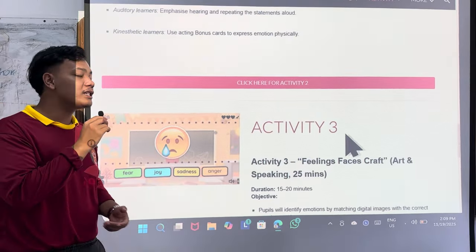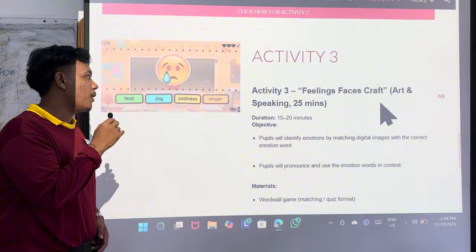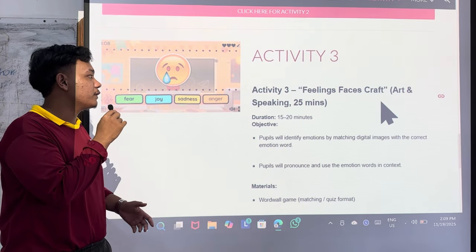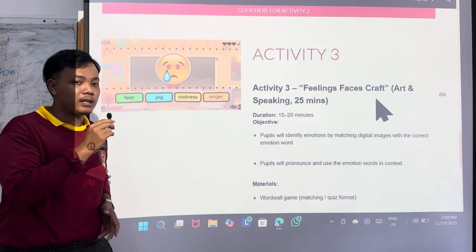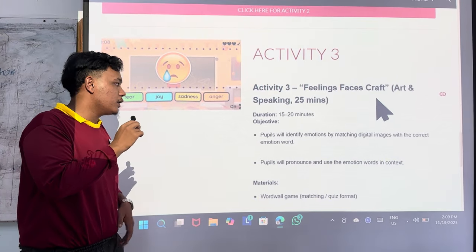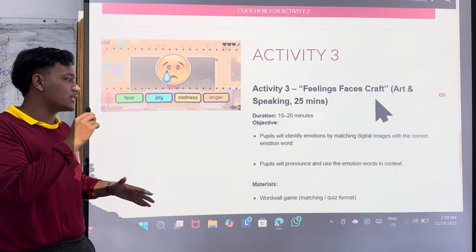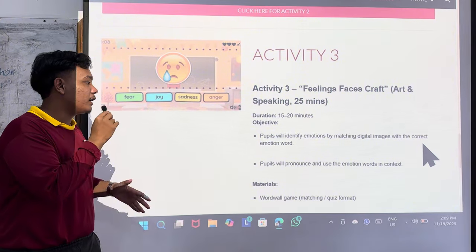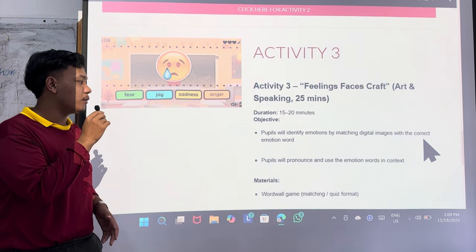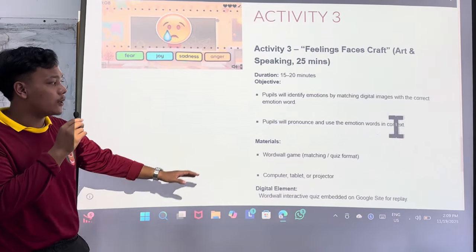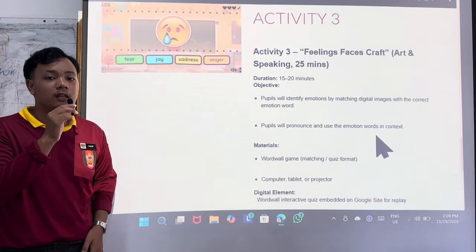So for the last activity, activity 3, it's called Feelings Faces, Craft, Art and Speaking, for 25 minutes. The objective of this activity is that pupils will identify emotions by matching a digital image with the correct emotion word, and pupils will pronounce and use the emotion words in context.